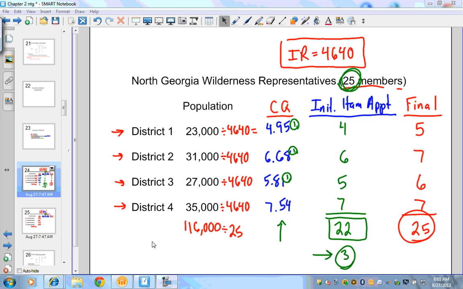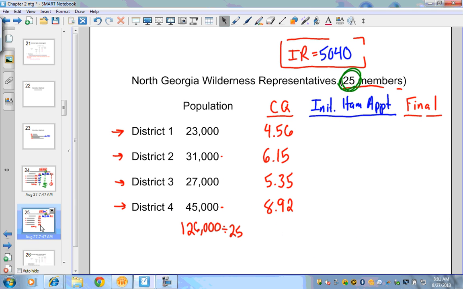Okay, so hopefully you guys understand how to do this. So we're going to go ahead and jump into another problem. And it's very similar to the last problem, except I just made one change. And that was I made District 4 to be a lot bigger than it was in the previous problem. So that means I have a new total. I'm still dividing by 25 because that's what the problem states. And my new ideal ratio has changed to 5,040.